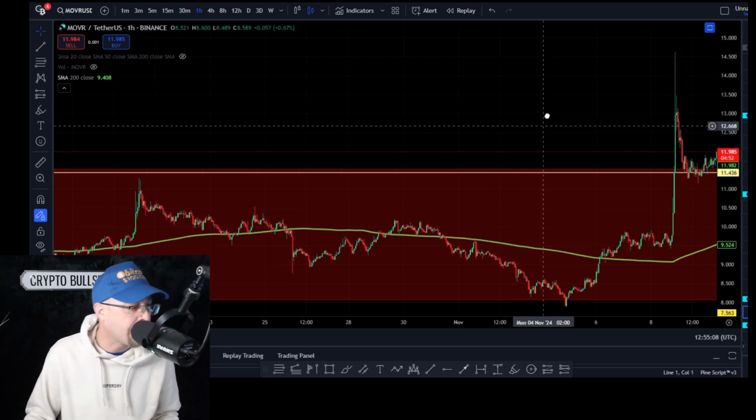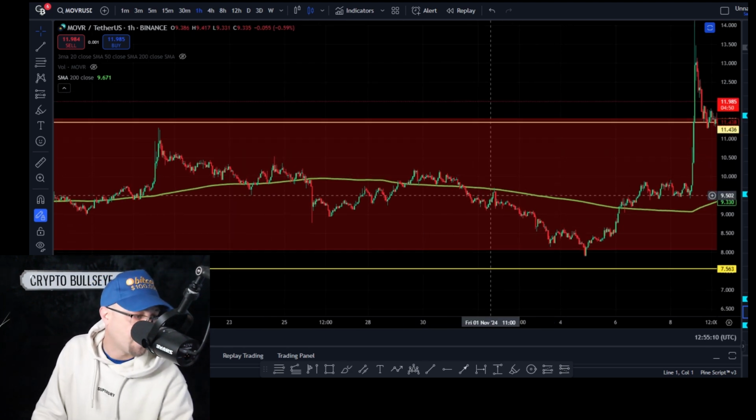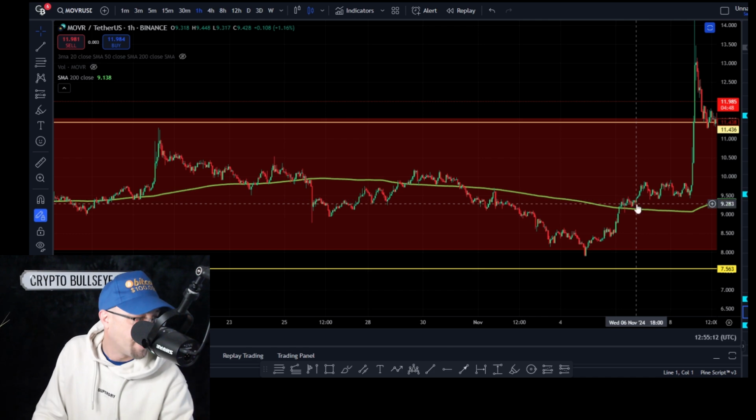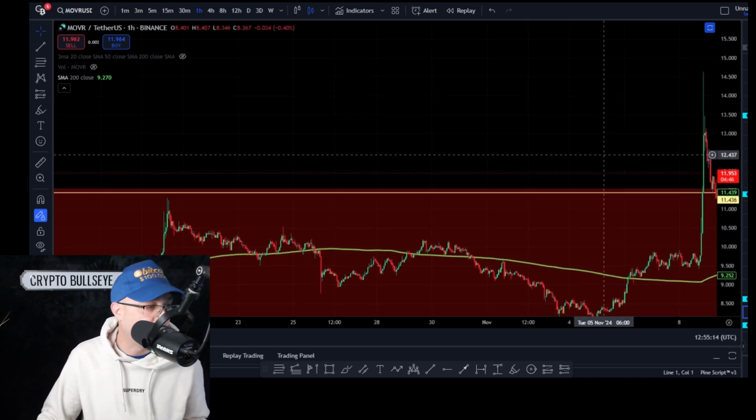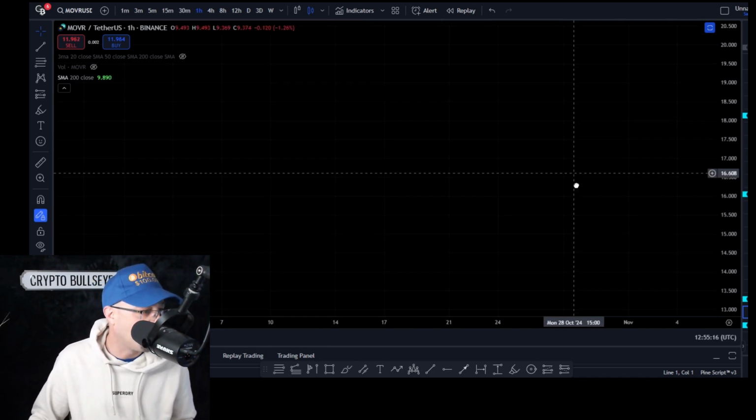You can see one thing here. When price is below, it's going down. When price is above, it's going up. So that's going to be our metric to tell whether we're bullish or whether we're bearish at any key point.